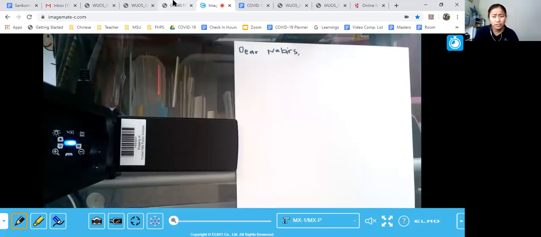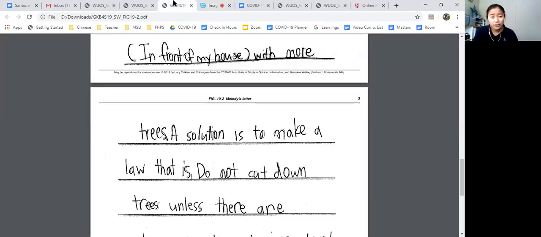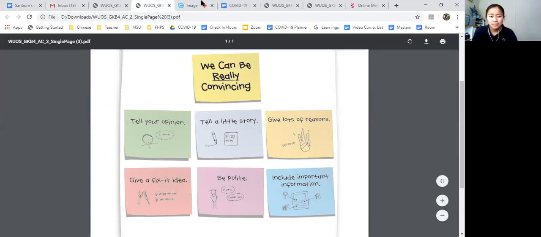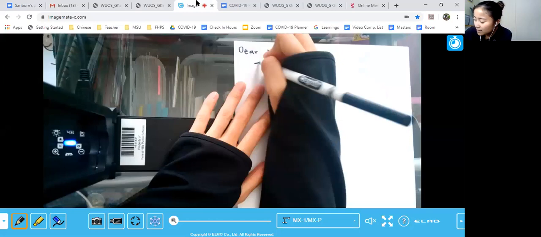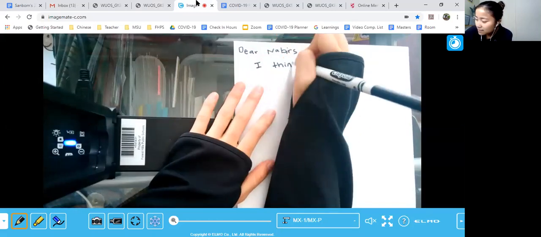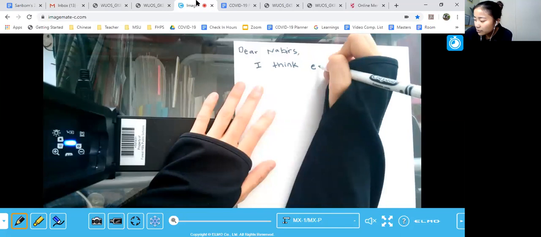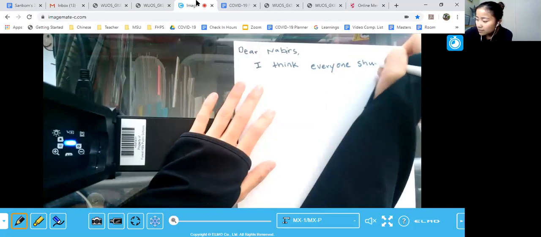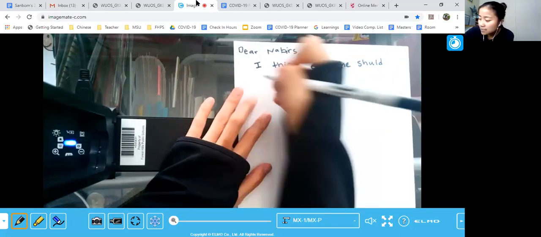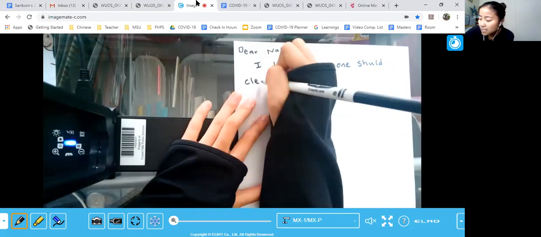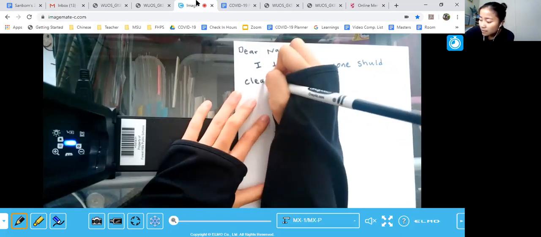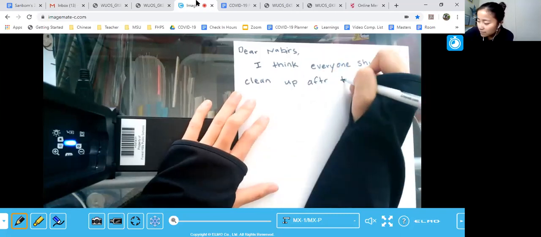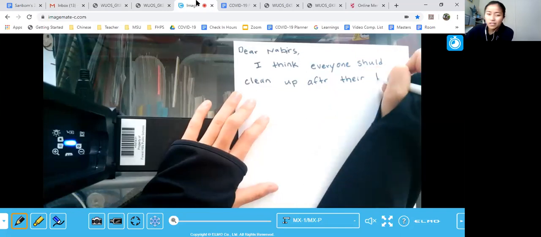Let's check our chart, because if we ever get stuck, one thing we can do is check our chart and remember, what do we need to do next? It says, tell your opinion. Okay. I think everyone should clean up after their dog.